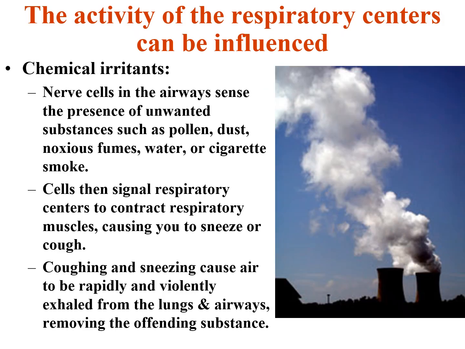Other things that can influence the respiratory centers are chemical irritants. Nerve cells within the airways can sense the presence of unwanted substances such as pollen or dust or noxious fumes or water or cigarette smoke. If you recall the case study that we did in class, one of the case studies was with the weekend warrior, the jogger that collapsed in the park adjacent to that industrial area. So chemical irritants can play a role and influence the respiratory centers.